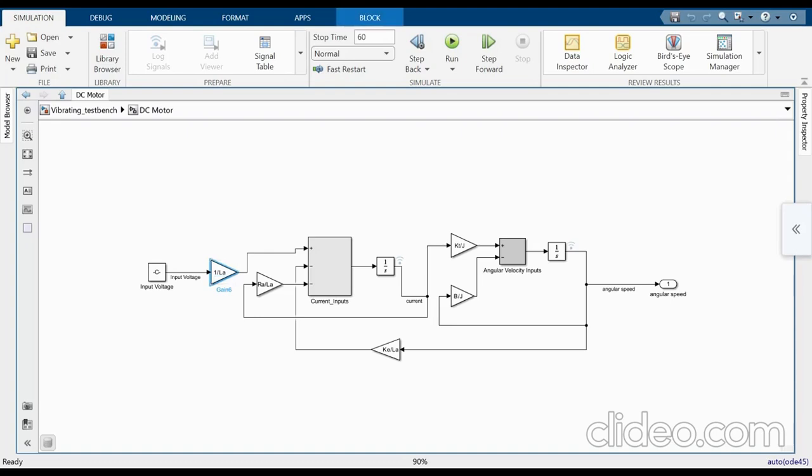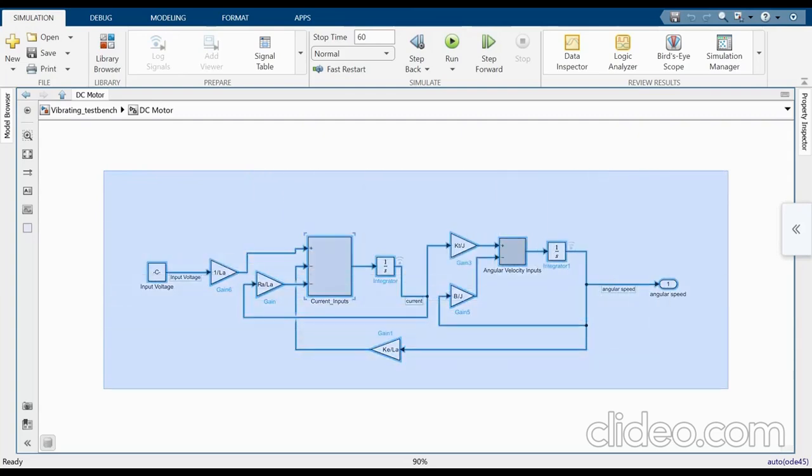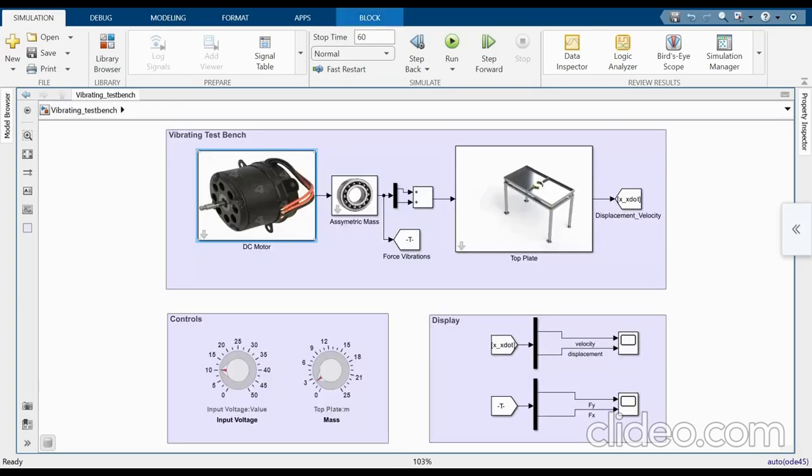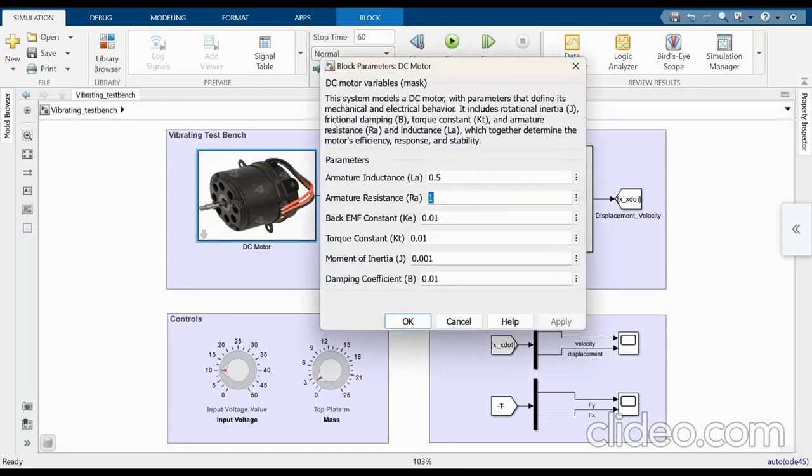The DC motor. The DC motor was modeled using various parameters which describe the behavior of a DC motor, which includes the LA, RA, KE, KT, J, and B, among others. Using these various parameters, I was able to simulate and get the behavior of the DC motor from the mathematical model.